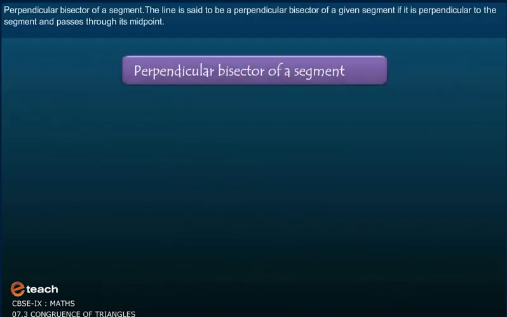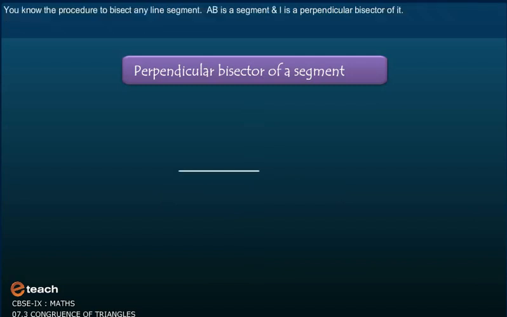Perpendicular bisector of a segment. The line is said to be a perpendicular bisector of a given segment if it is perpendicular to the segment and passes through its midpoint. You know the procedure to bisect any line segment.